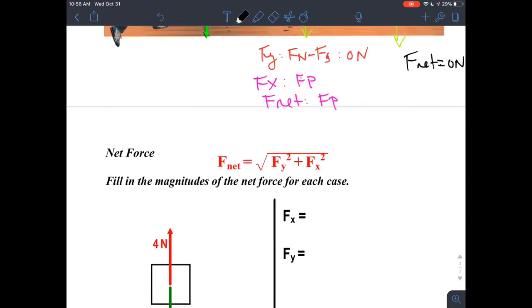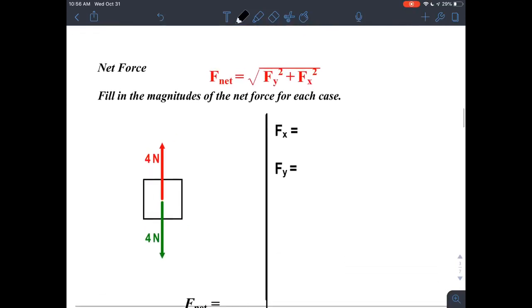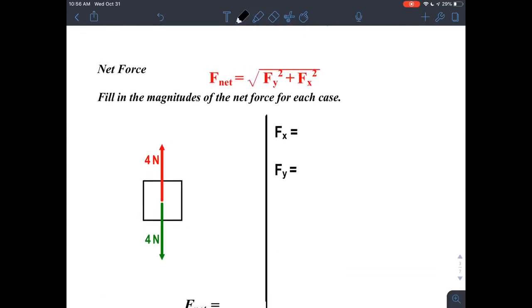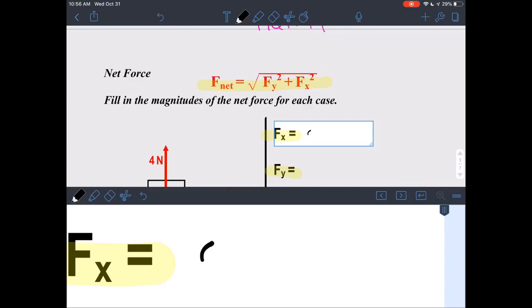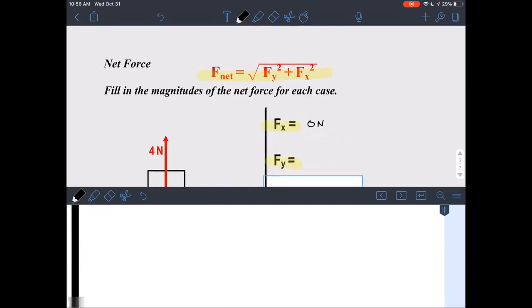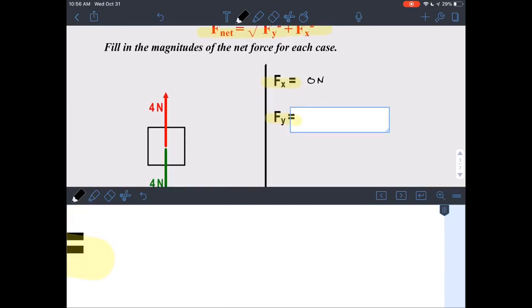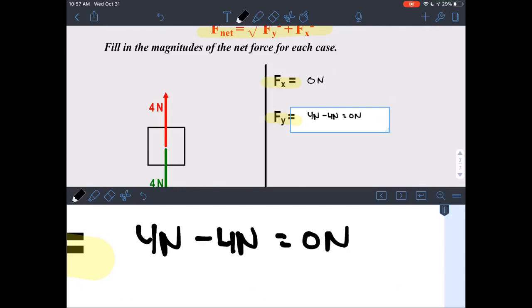Okay, now, for these, we're supposed to figure out what our F net is using this equation. So what we need to do here is isolate our horizontal and vertical forces, and then put it together using our F net equation. So this is pretty straightforward here, folks. In this case, our Fx is going to be 0 newtons because there is no horizontal force, and our Fy is going to be 4 newtons minus 4 newtons, which is going to be 0 newtons.